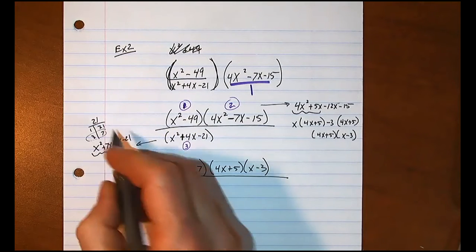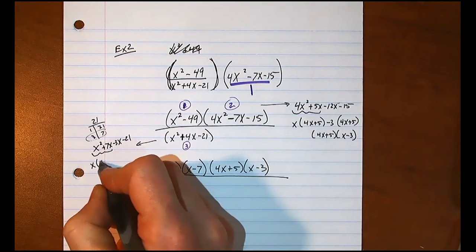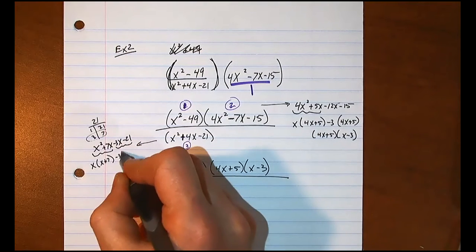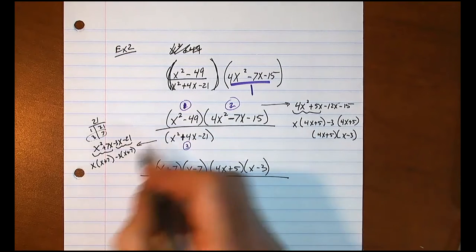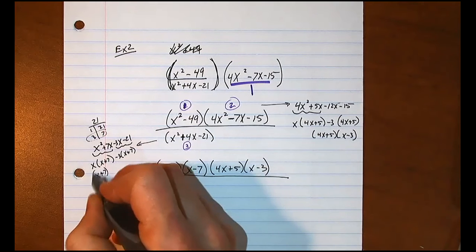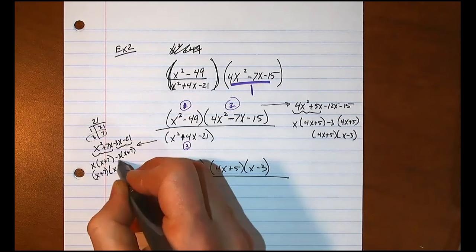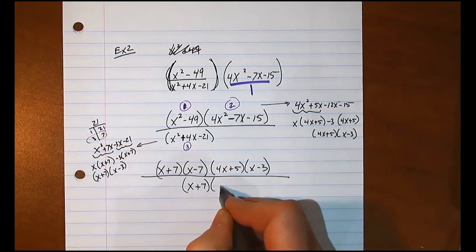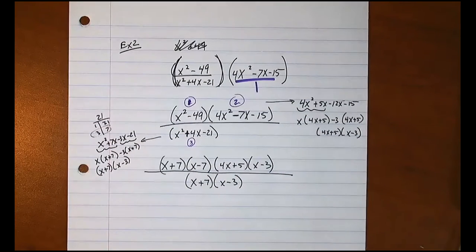So now in my first group, I get an x times x plus 7. In my second group, -3 times x plus 7. So it factors into an x plus 7 times an x minus 3. So that is what's in the bottom.